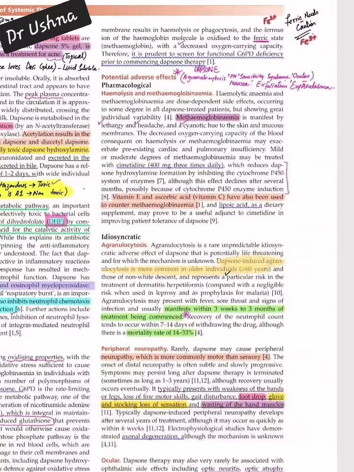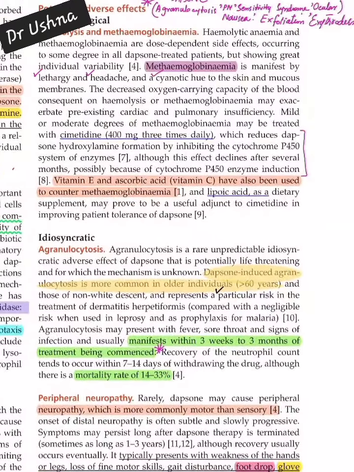So what is the treatment of methemoglobinemia? You have to give cimetidine. Cimetidine is given 400 milligrams 3 times a day. How it works, it basically inhibits your cytochrome P450 system. So it inhibits the metabolism of your dapsone, because it is cytochrome P450 dependent.